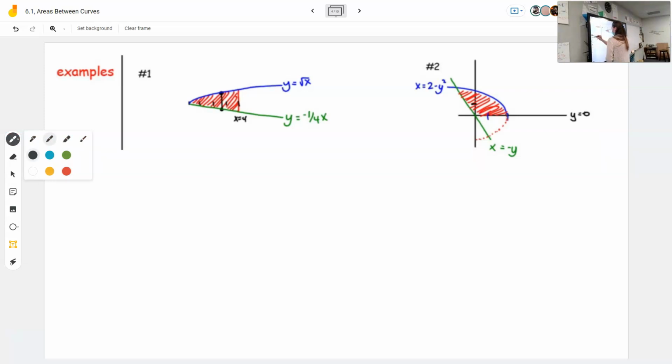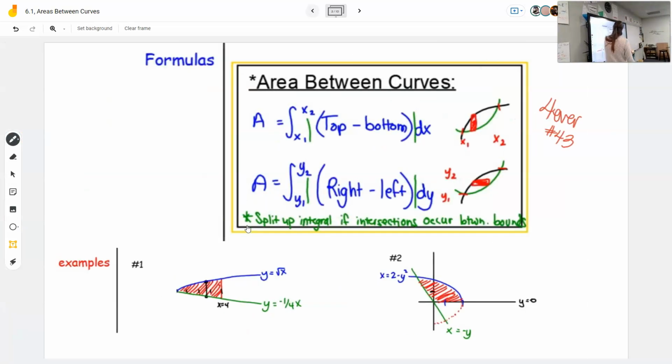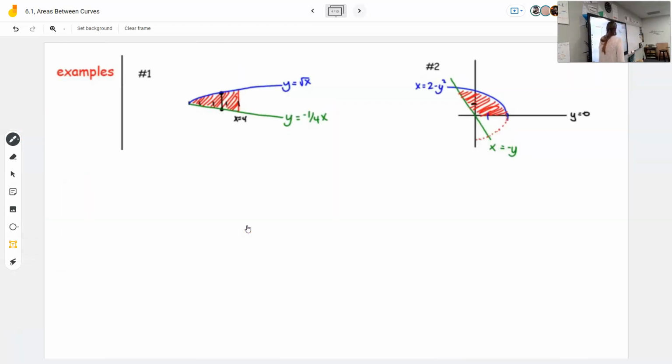So be careful. For solving, absolute value keeps you honest. For matching to the right integral, well, the right integral would have the top minus the bottom or the right minus the left. So check it. Is this one a top minus bottom example or a right minus left example? Oh wait, no. Top bottom, sorry. Think about where your functions are. Let's talk about this, okay? A top minus bottom problem is going to be one where you have a dx, versus a right minus left is going to be one where you have a dy.